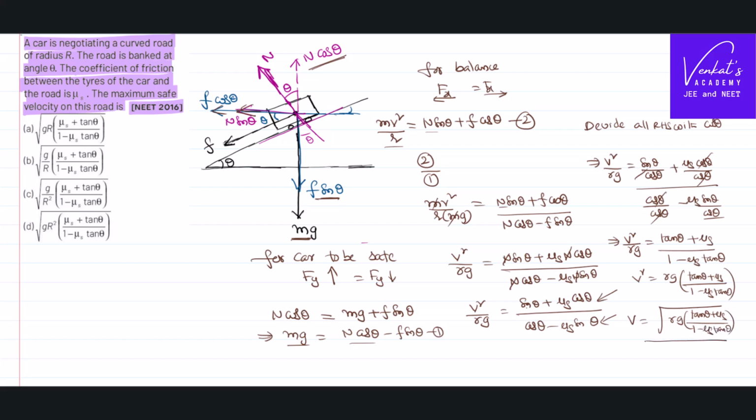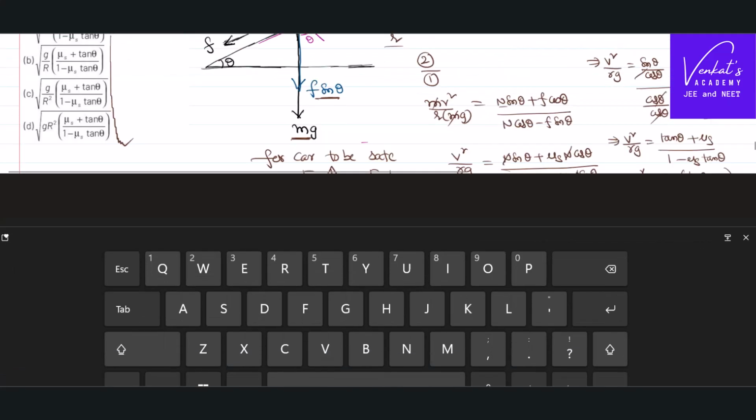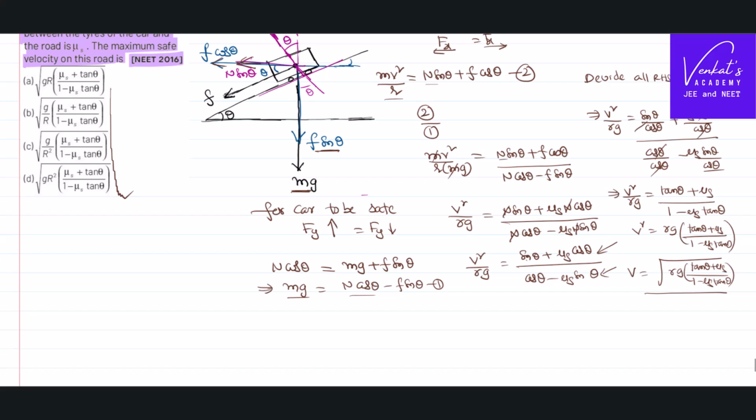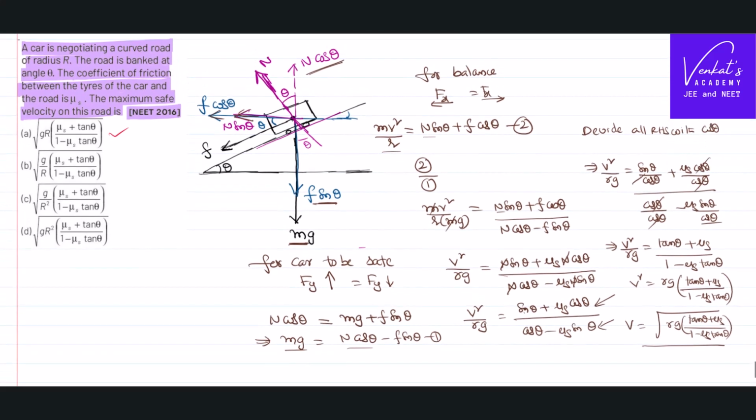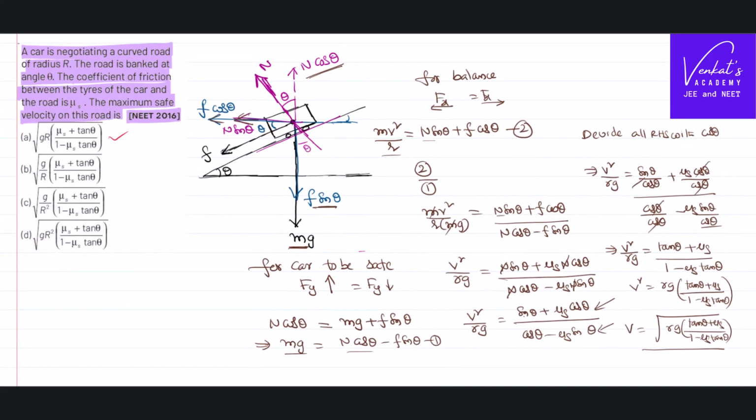Look at the options. There is only one option available, that is square root of Rg times tan theta plus mu s over 1 minus mu s tan theta. That's how we solve the problem. It looks like a little lengthy problem, but you need to know the basic concepts and how they work, then only you will be able to answer this question. Lots of concepts are there, conceptual understanding is required.